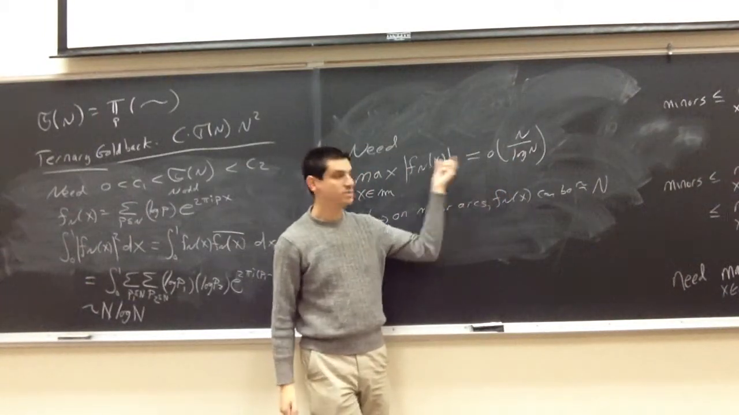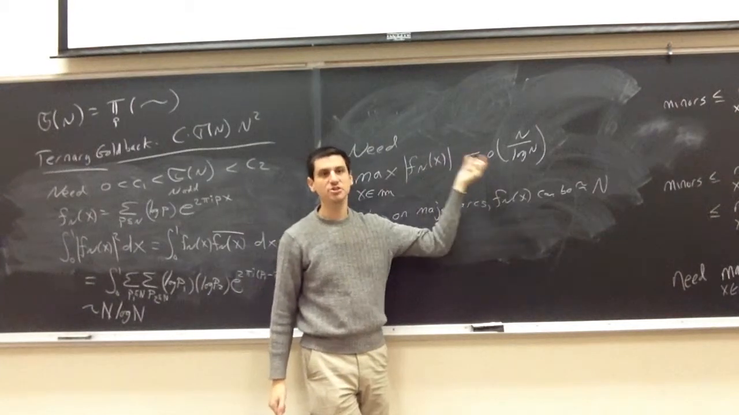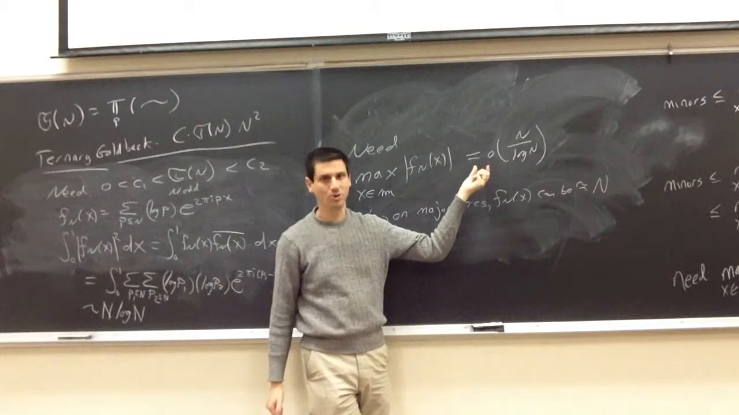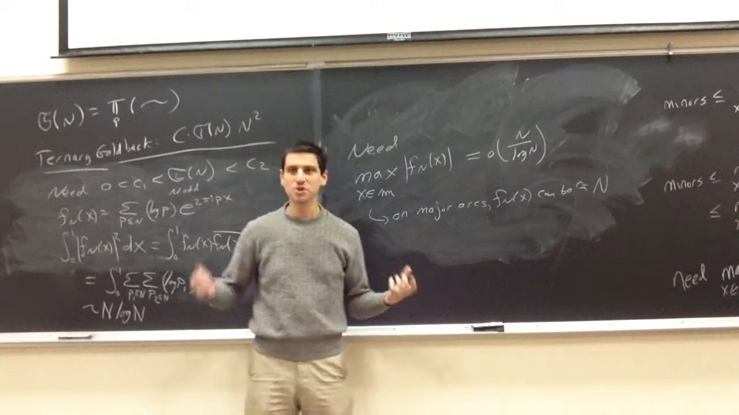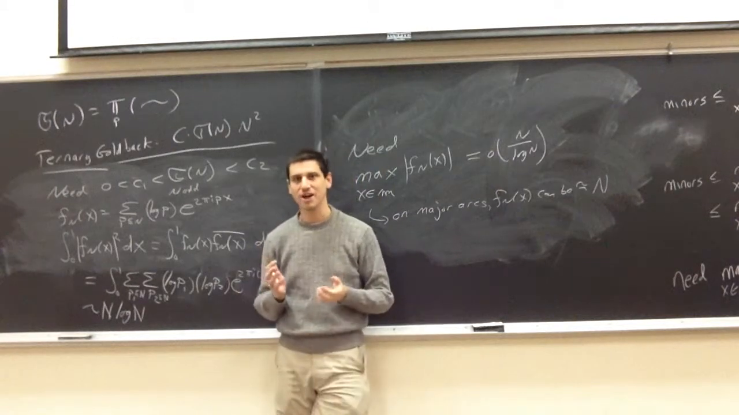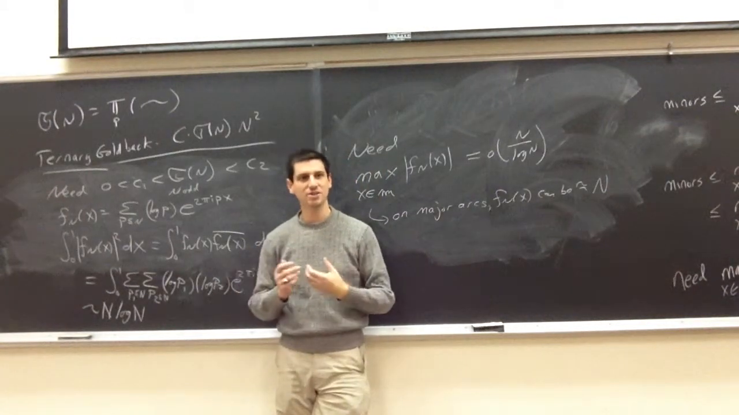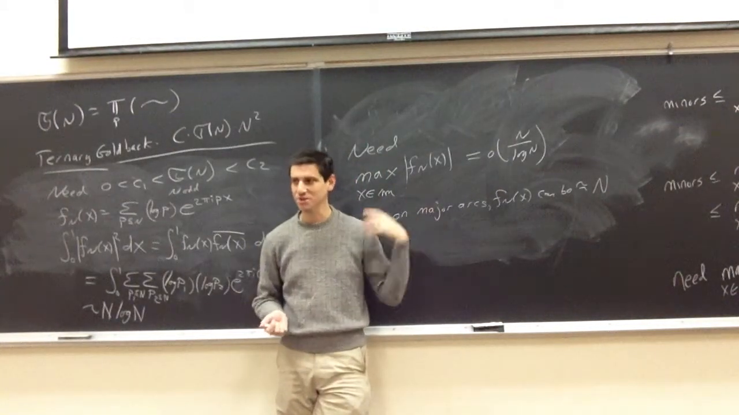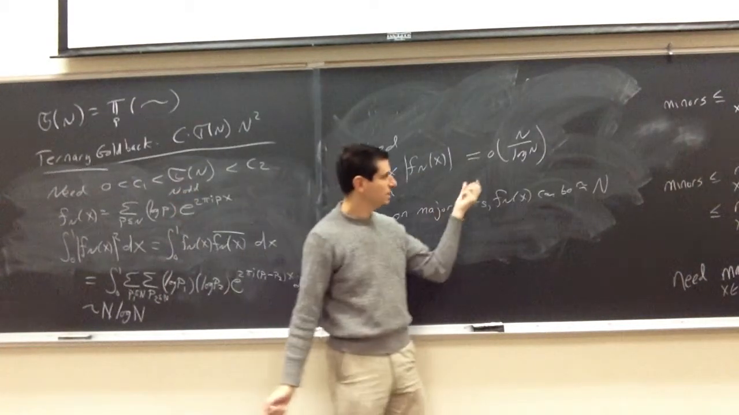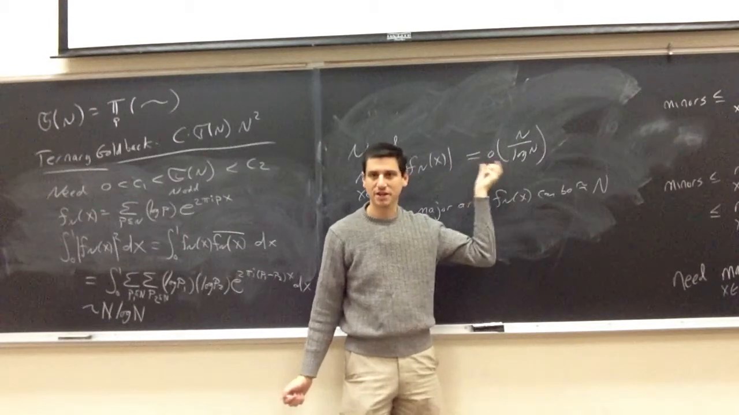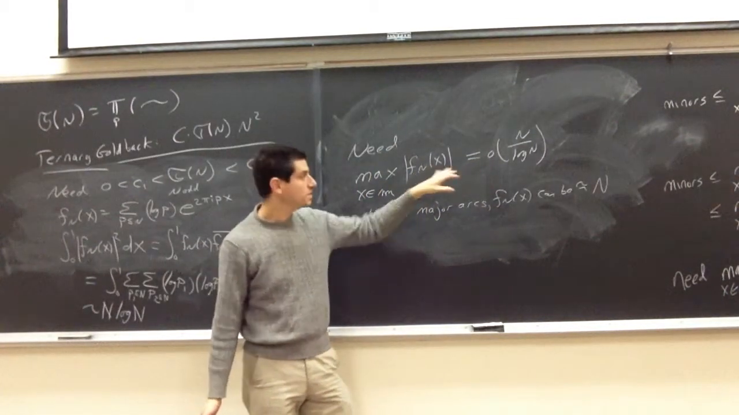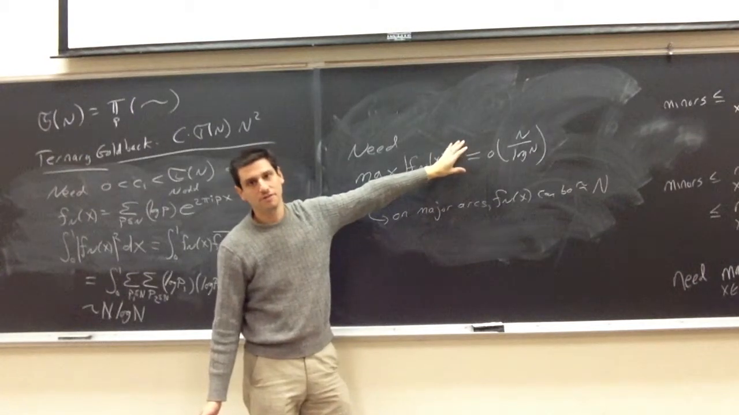So if we wanted an estimate like this to hold everywhere, is there any chance of this estimate holding everywhere? No. But how do we define the major arcs? The major arcs are all those points near rationals with small denominators. And near rationals with small denominators, we can approximate things well, and that's where we expect our function to be large. Typically, how large do we expect fn of x to be in absolute value? We expect it to be root n log n.